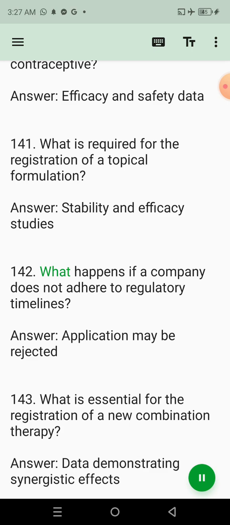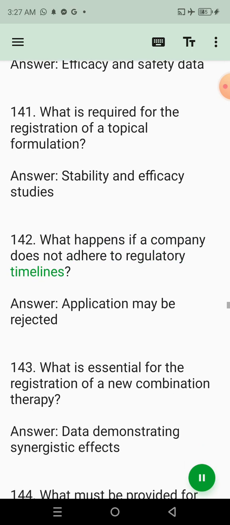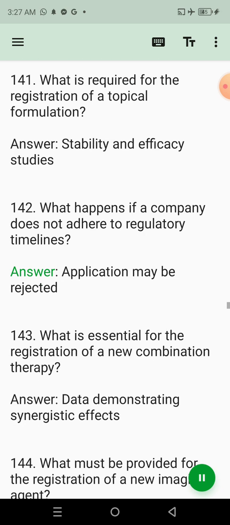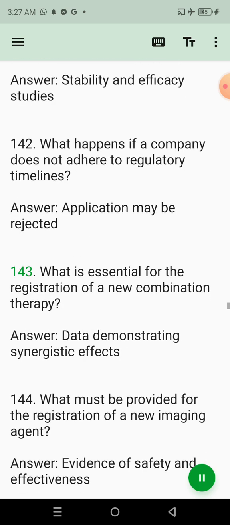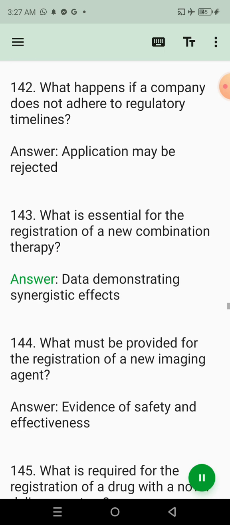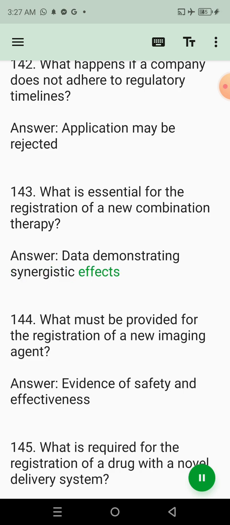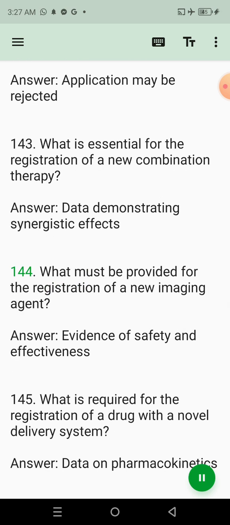142. What happens if a company does not adhere to regulatory timelines? Answer. Application may be rejected. 143. What is essential for the registration of a new combination therapy? Answer. Data demonstrating synergistic effects.